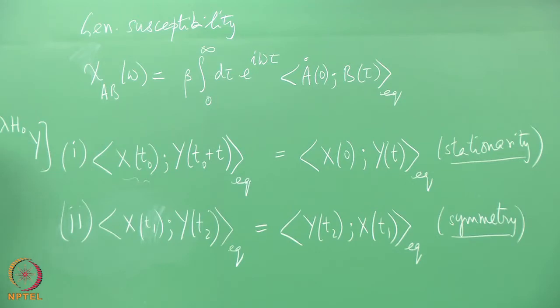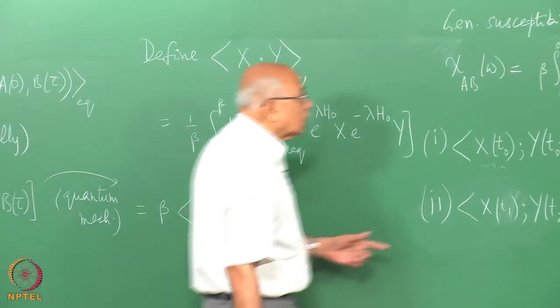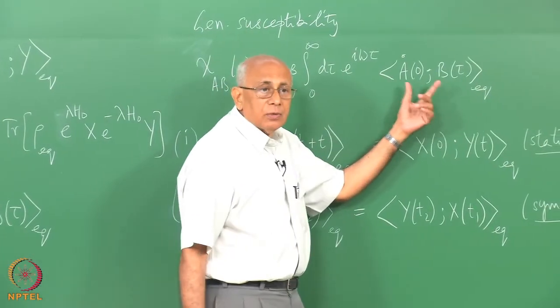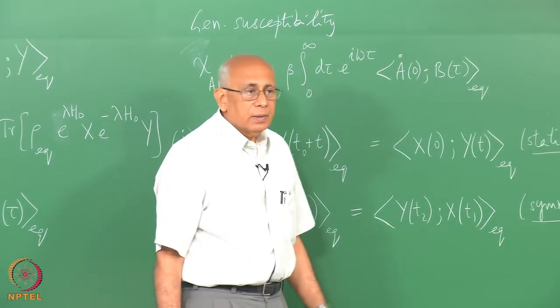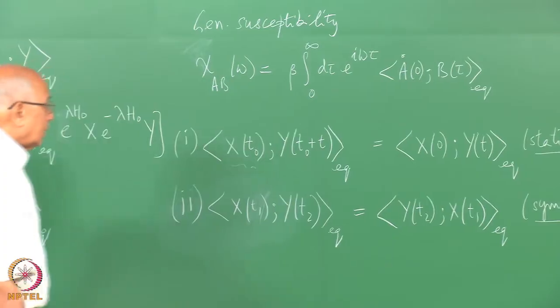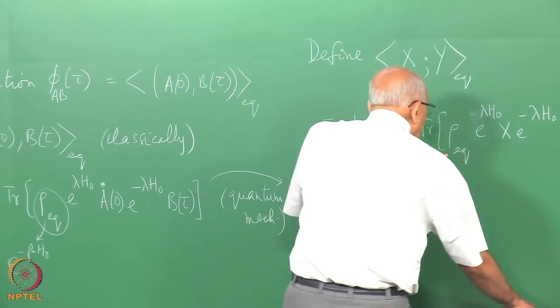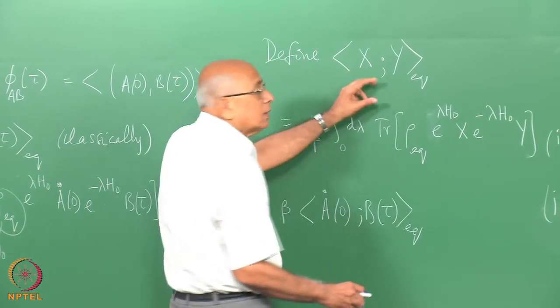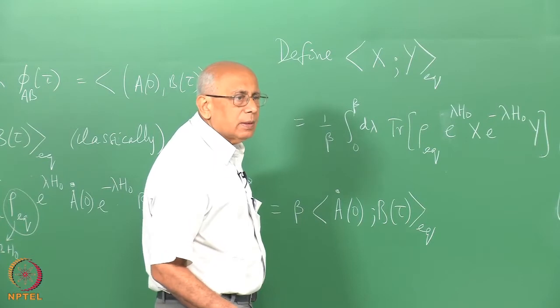Which is a huge help, because it says you can actually commute these fellows around. When you have this response function here for this formula for phi AB, it doesn't matter which order you put this thing in. Now, how would you go about showing that? Well, we really have to go back here and show that this is equal to y x independent of time arguments.